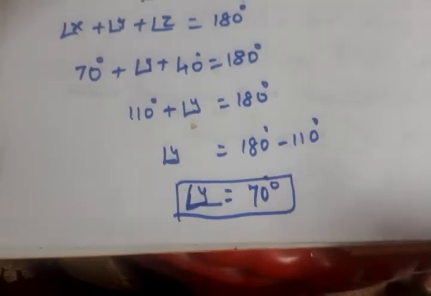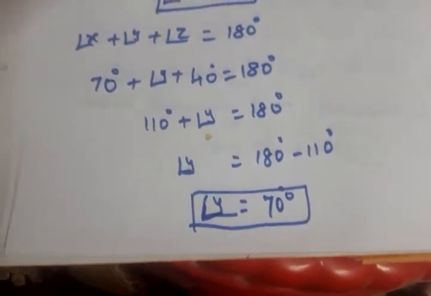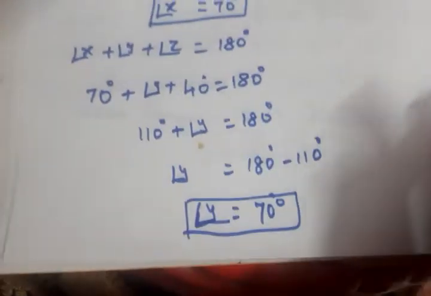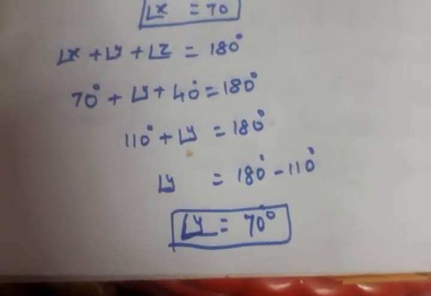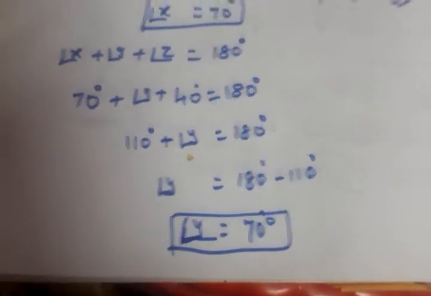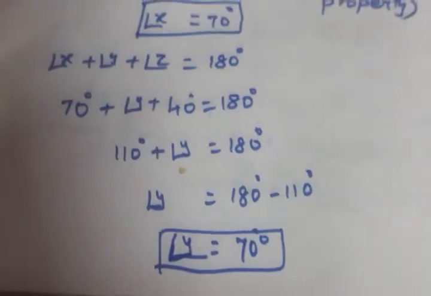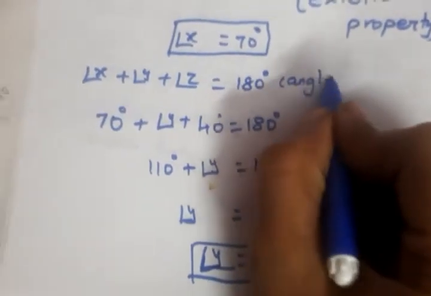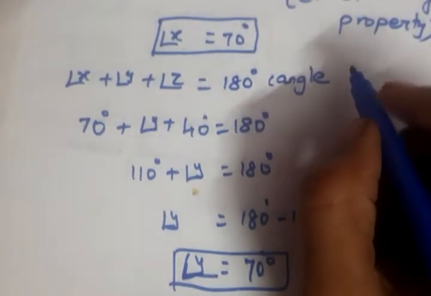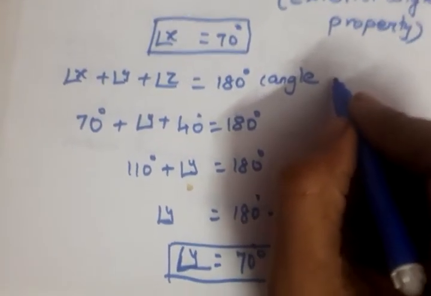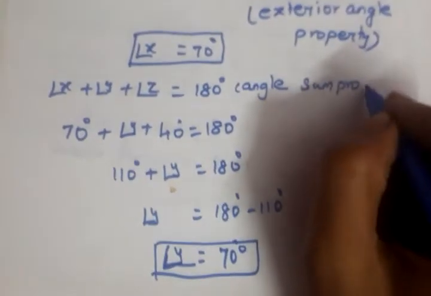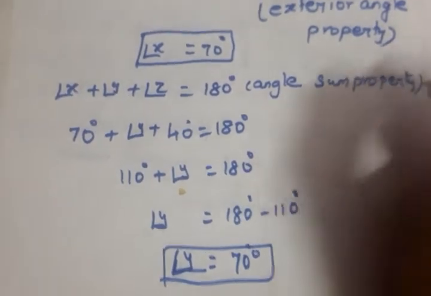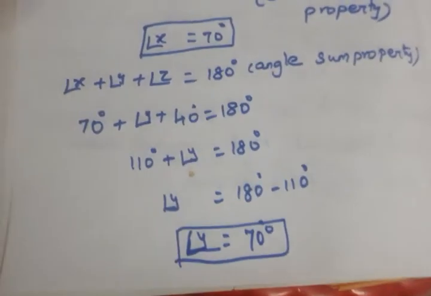Okay. Did you understand? So sum of the three angles is 180 degree. So angle x plus angle y plus angle z is equal to 180 degree. So it is the angle sum property. Angle sum property means sum of the three angles is 180 degree. Okay. So did you understand? Yes.